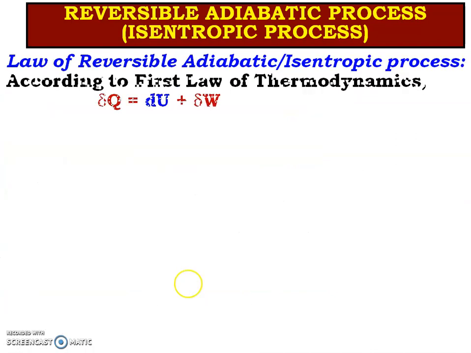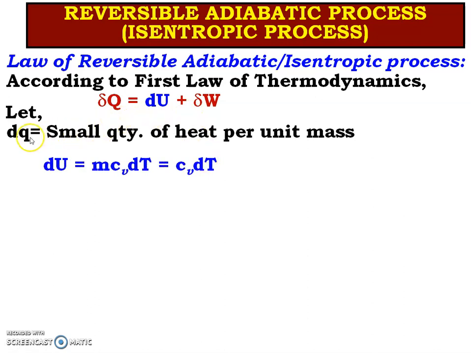Now let us derive the law of reversible adiabatic process or isentropic process. Let us start with the first law of thermodynamics, that is delta Q is equal to delta U plus delta W. Let us use that delta Q is a very small quantity of heat per unit mass. So mass is 1 kilogram. Now what is the equation of delta U? Delta U is equal to m Cv delta T, where m is equal to 1 kilogram. So it is Cv delta T.